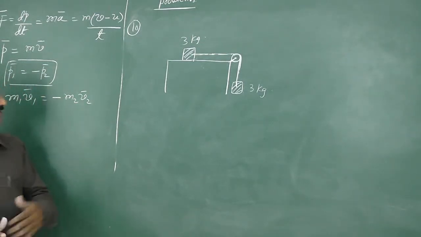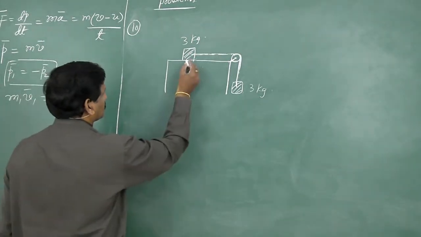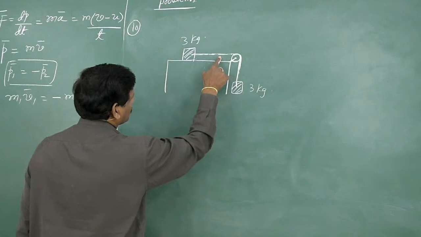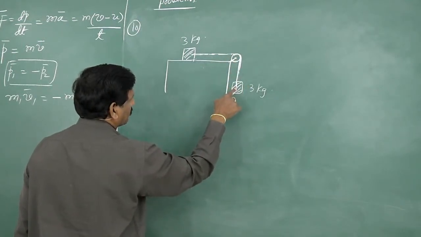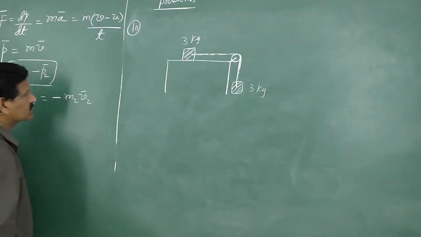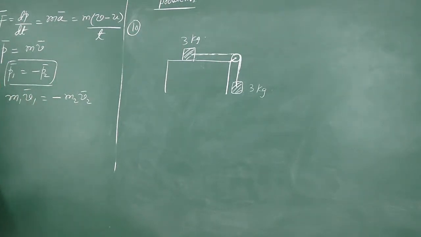So here this is a table. On the table there is a mass of 3 kg connected by a string which passes over a pulley like this, and at the free end of the string another 3 kg mass is attached. So this is the system of two bodies, and we have to find the acceleration of this system.